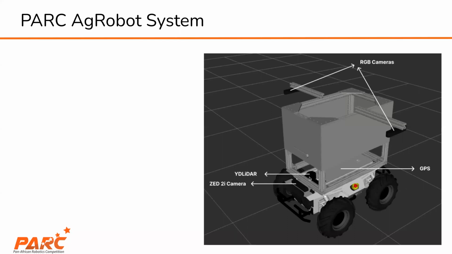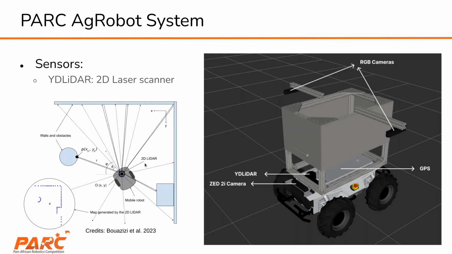All right, we have the LiDAR. It's a 2D laser scanner. Okay, so this is the laser scanner. It sends out laser scans all around 360 degrees and is able to measure distance to objects by the reflection of those scans. Okay.